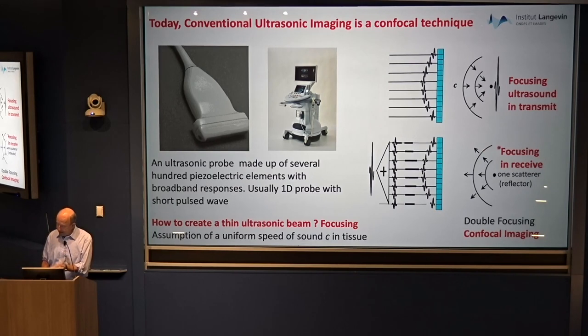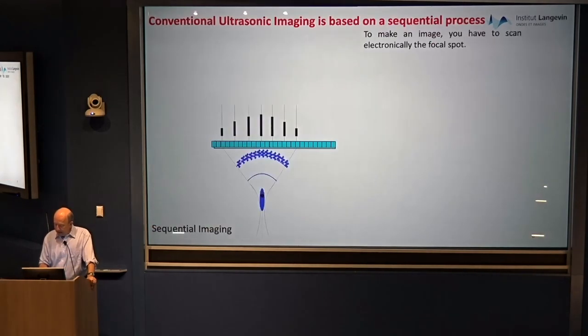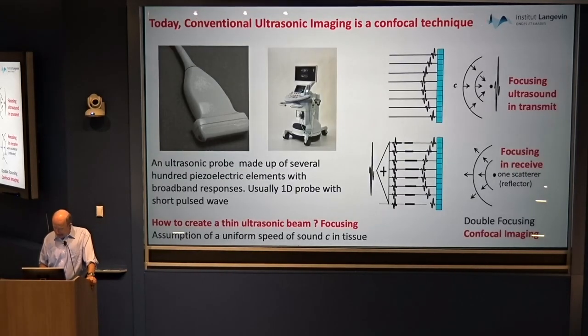And in receive, if you have a scatterer and you listen to its echo, you can also focus in receive by putting delay lines and adding the signals, and you do what is called double focusing or confocal focusing. And this is what people use in medical ultrasound when you go to see the echographist.